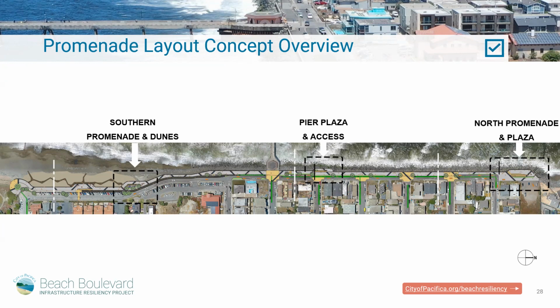What you see on the plan here, the yellow dash lines, or sorry, the white dash lines, are where we have some cross sections where we can show that change and that elevation adjustment from the existing road elevation to the promenade and then to the seawall. The areas that are identified as the North Promenade, the Pier Plaza, and the Dune Promenade, Southern Promenade, are areas where we'll have some enlargements that we can look at the design in a little bit more detail.